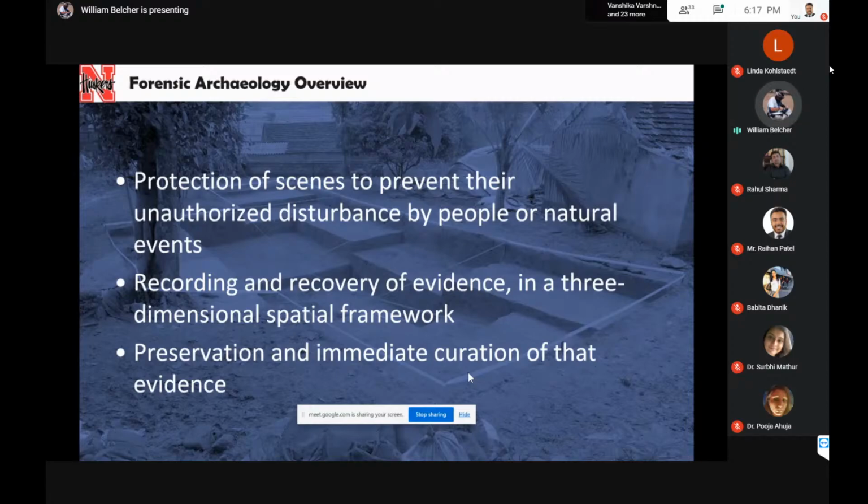We want to record and recover the evidence. Usually we want to try to do this in a three-dimensional spatial framework. We want to be able to take the information that we record in the field and go back to the laboratory and reconstruct it. If we were able to take all the dimensions and all the evidence, we could put it into a computer with any kind of GIS programs and make a 3D model of what we found at the site. And there's a lot of technology now that allows you to do that with portable LiDAR units and things like that.